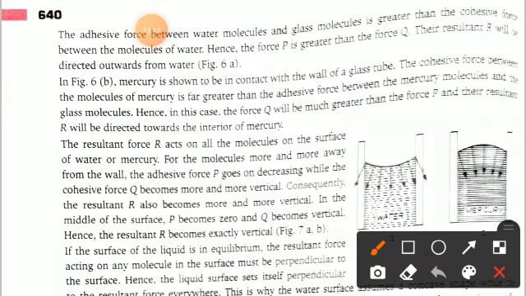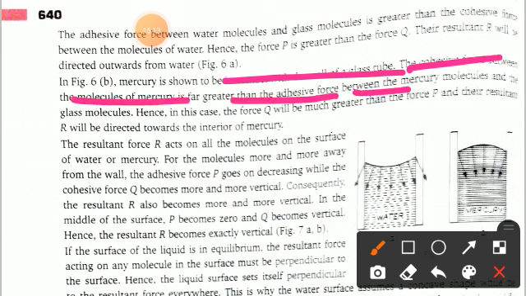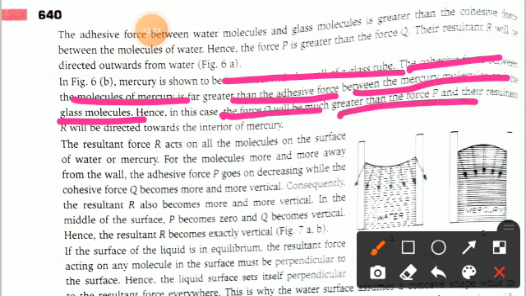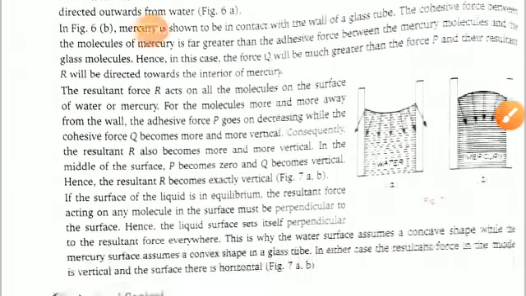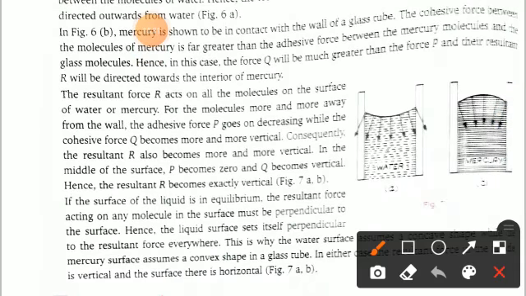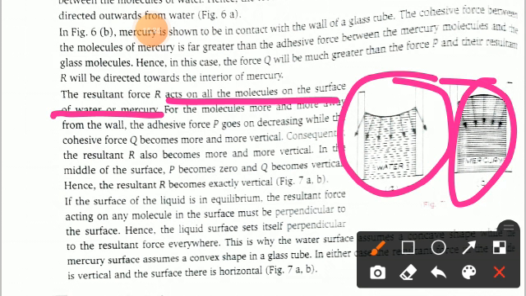Mercury is shown to be in contact with the walls of the glass tube, so the cohesive force between the molecules of mercury is far greater than the adhesive force between the mercury molecules and the glass molecules. Hence, in this case, the force Q will be much greater than the force P, and their resultant R will be directed towards the interior of the mercury. There are such resultants R on all the molecules on the surface of water or mercury. You can see these figures.